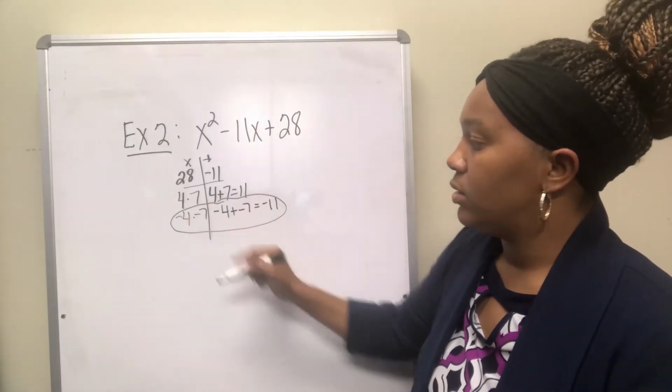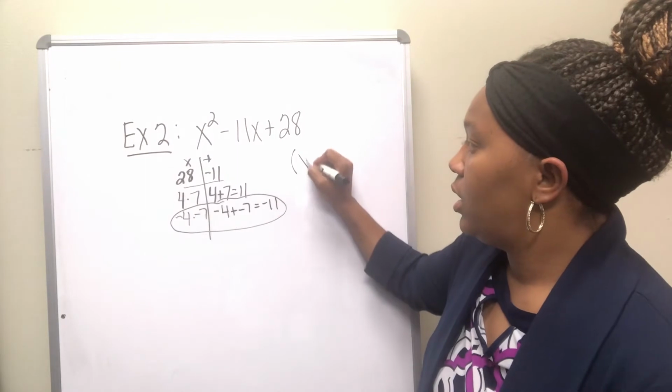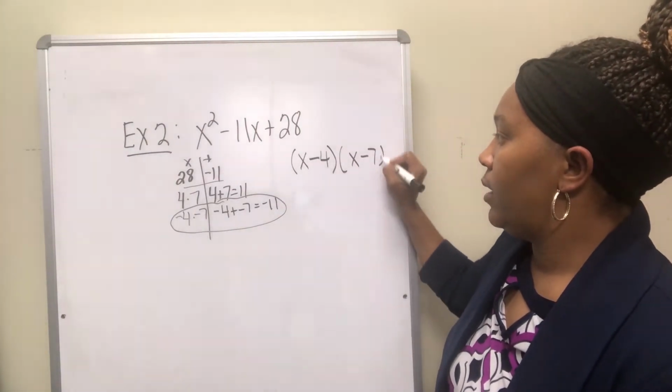So these are my factors, negative 4 and negative 7. And so this will factor into x minus 4, x minus 7.